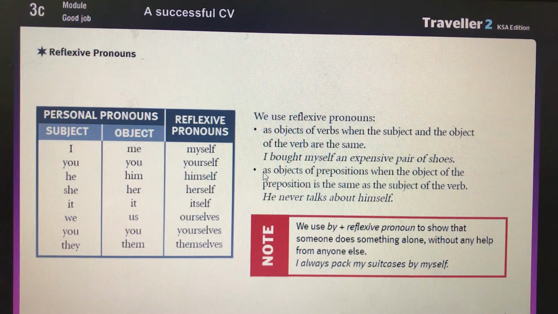Number two, we use reflexive pronouns as objects of prepositions when the object of the preposition is the same as the subject of the verb. Like, he never talks about himself. Note, we use by plus reflexive pronoun to show that someone does something alone without any help from anyone else. Like, I always pack my suitcases by myself, alone, without any help. I do it myself.